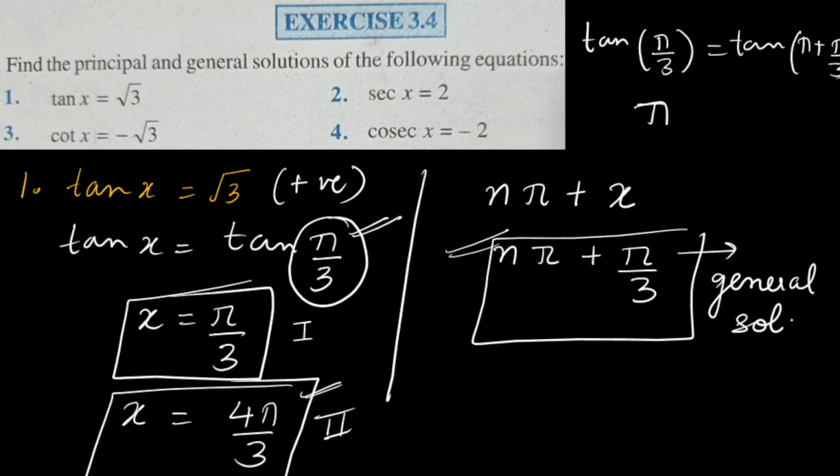Cot x is equal to negative root 3. So here a negative value is given to us. See, a negative value is given to us, so that means what basically we have to do, you have to understand.